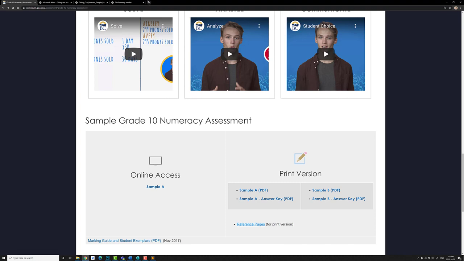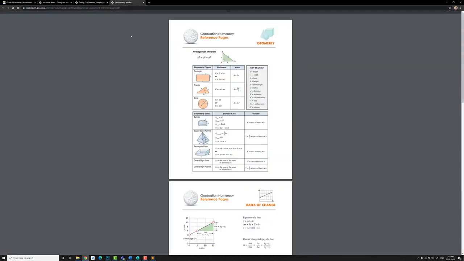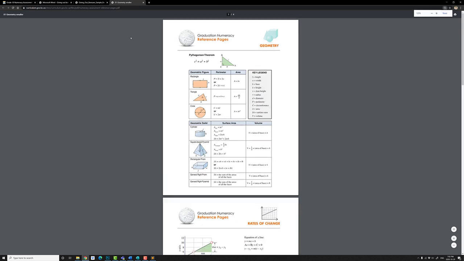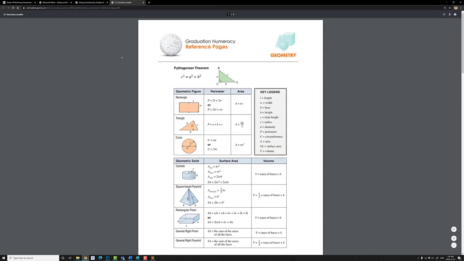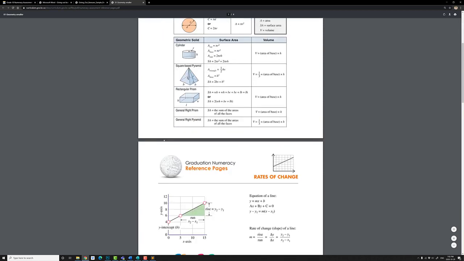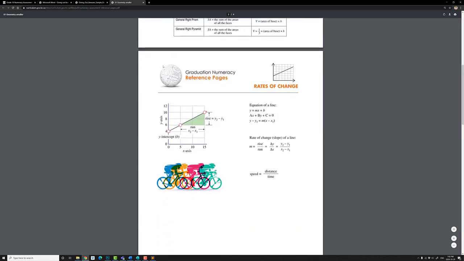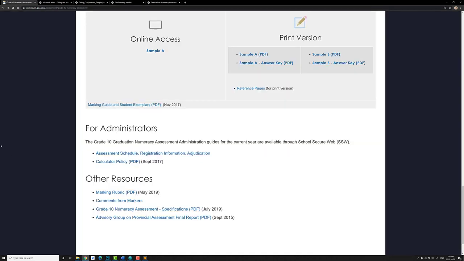And here are some reference pages. The reference pages has nice formulas which may come in handy. We see the Pythagorean theorem, some geometric formulas. We even have some information about the slope and the equation of a line, and that speed equals distance over time.